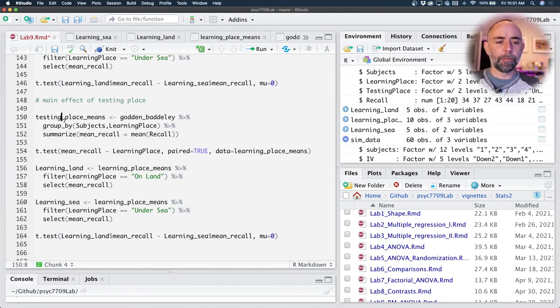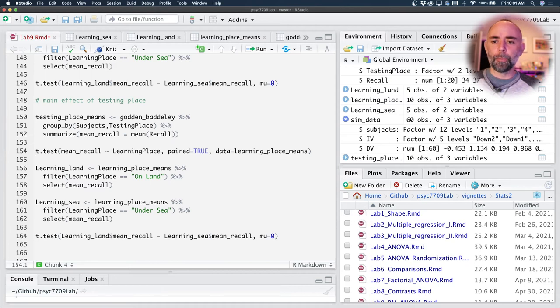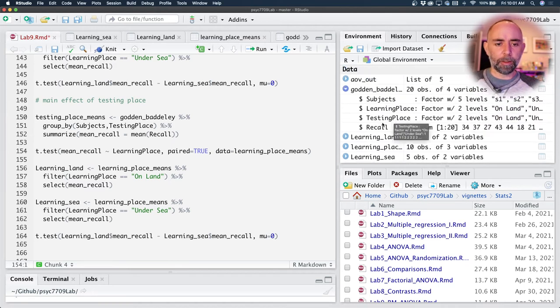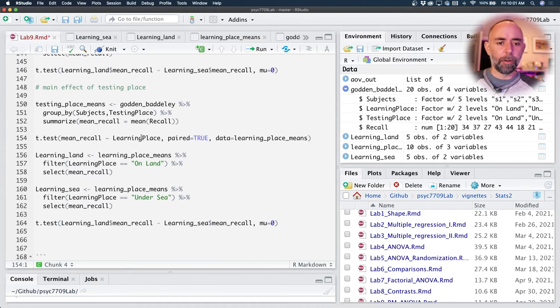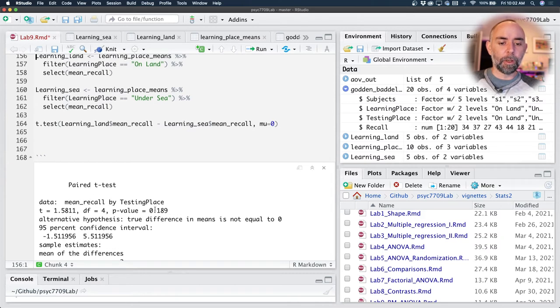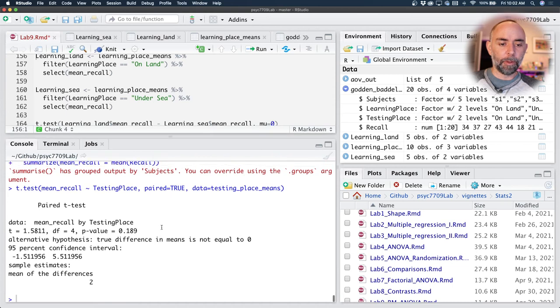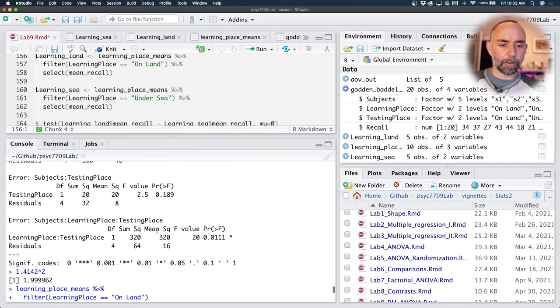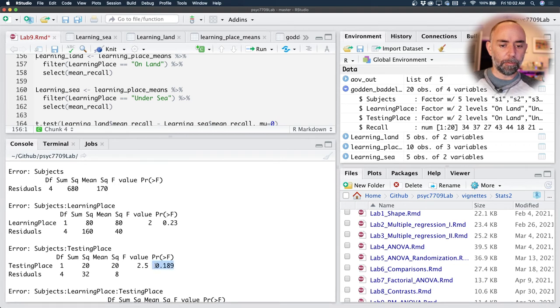I'm going to make a few changes. We want to save this in a testing place means variable. We're now going to group by testing place. I wanted to make sure that's the name, testing place, uppercase, yep. So we have that here. If we wanted to do it as a paired sample test, we could do that here. So there we have our paired sample t-test. Remember this p-value, 0.189. If we go up to the ANOVA, we should be able to find that it's the same here.